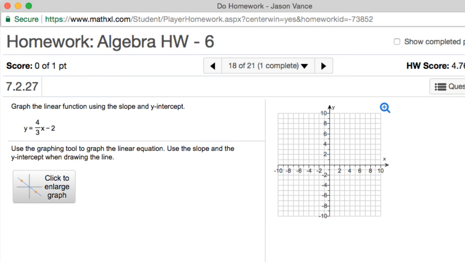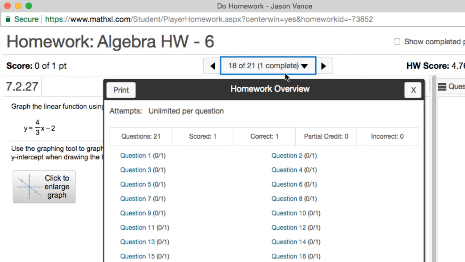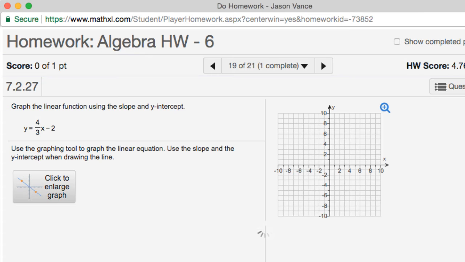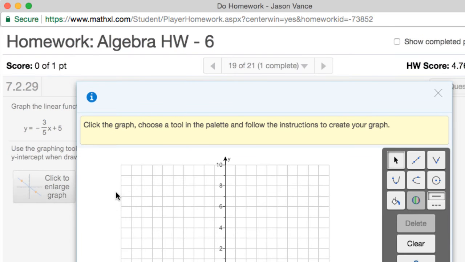Let me do another one because I need to get going. Not that one. Maybe this one, because this one's a negative. All right. So y equals -3/5x plus 5. So I click on my line tool, or open up the graph, click on the line tool. Start out on +5 on the y-axis, and now come down.